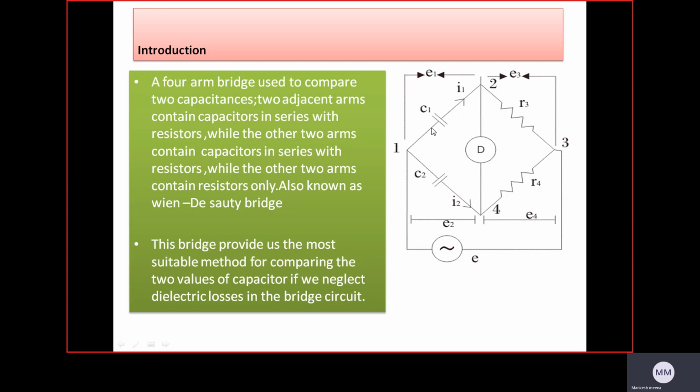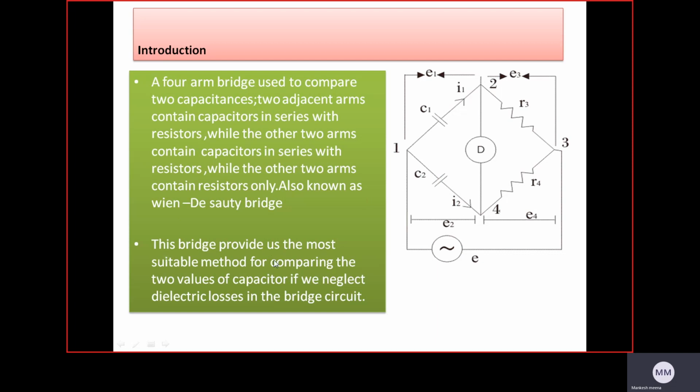This arm contains C1, a capacitor, and we calculate the value of C1. This is an unknown capacitor C1, and this is C2, a known or standard capacitor. This is resistance R3, and this is resistance R4. We will discuss this in the further derivation.